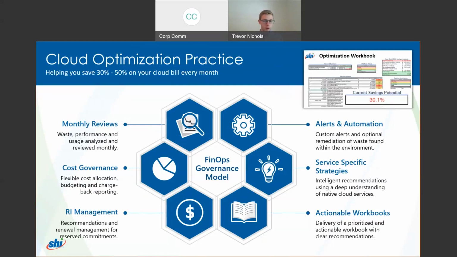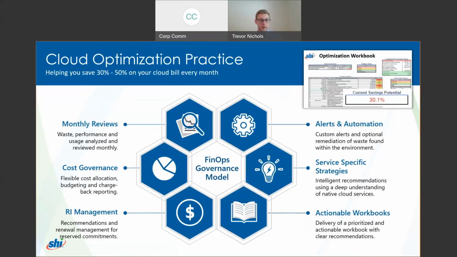We also have customers with RI management. As I mentioned in that case study, we can provide recommendations, help you walk through renewals, procurement processes, large reserved commitment contracts, and other ways that you can realize the benefits of reserved instances.